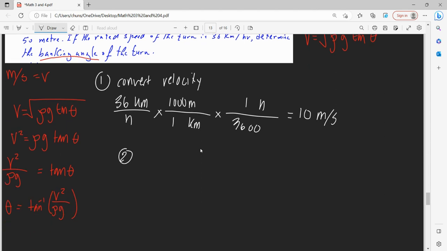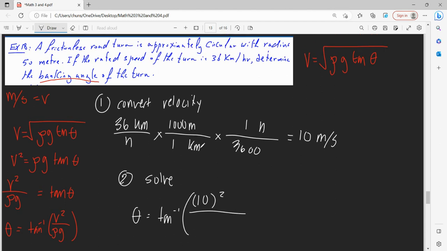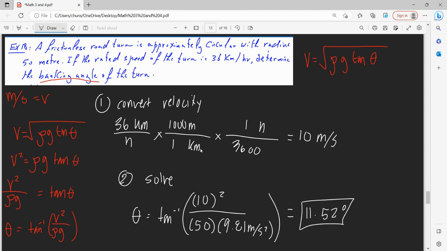So then when we plug into our equation, theta is equal to tan inverse of 10 meters per second squared. Our rho is represented by this 50 meters here, and times gravitational force, 9.81 meters per second squared. So that's 100 divided by 50 times 9.81, and then tan inverse of that, which gives us 11.52 degrees for our angle of bank.